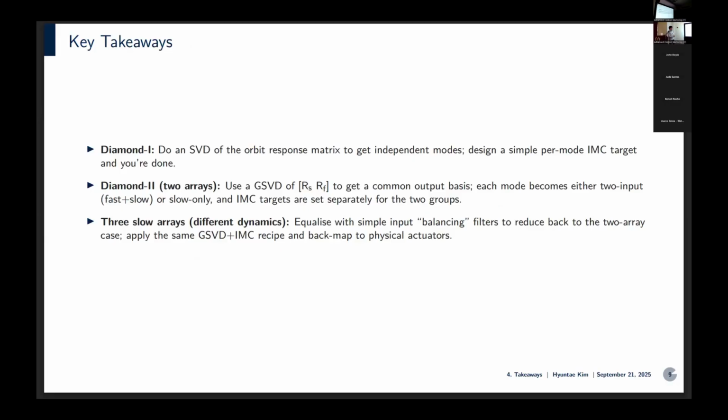And then the key takeaways: for Diamond 1, we used the SVD for the system, and we can easily design the IMC for each mode. In Diamond 2, we also use the GSVD for the Rs and Rf. Then we can design the IMC very easily for the fast plus slow modes and the slow-only modes for the system. And if there are 3 slow arrays or more, then we can use the balancing filter idea for the system. And then we again get the same controller design for the Diamond 2 system as a GSVD.